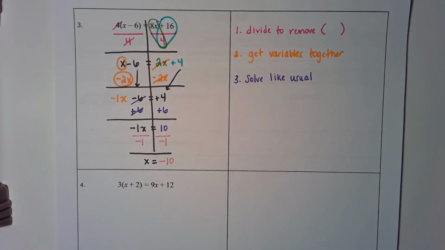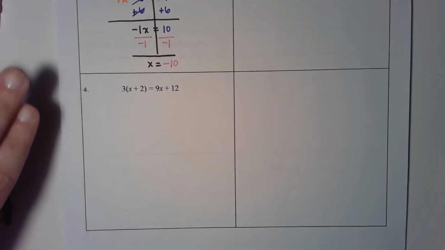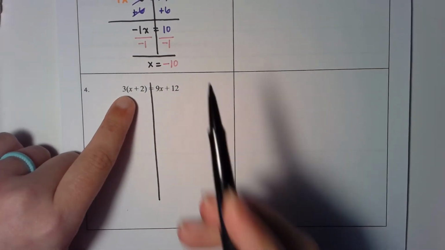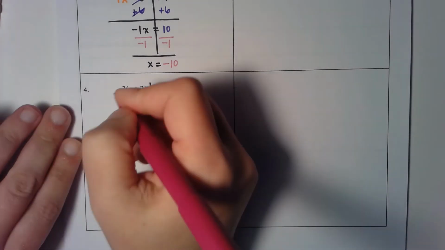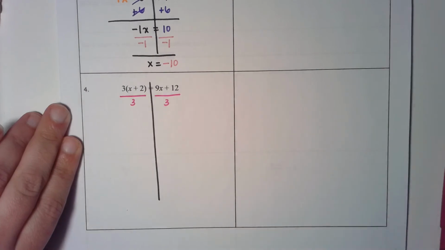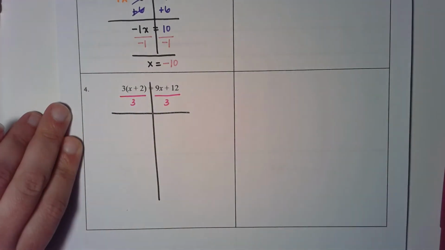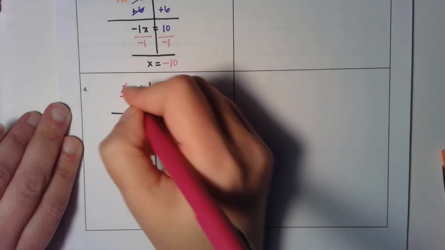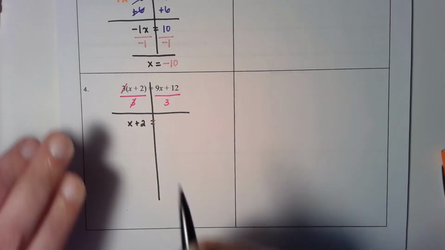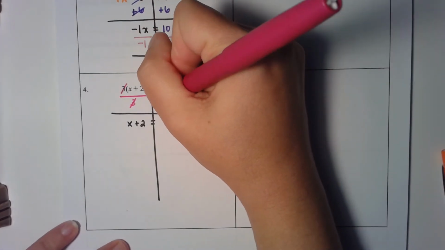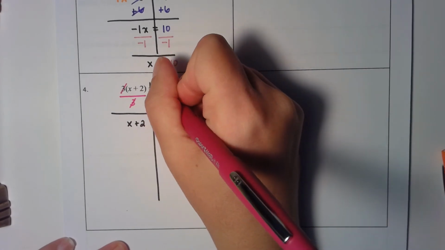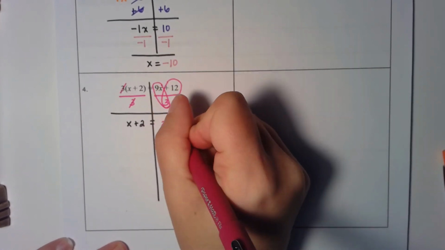Let's try that one more time. So in problem number 4, again, I have x's on both sides, but on the left side, the x is inside of a parentheses. So in order to solve this, I'm going to start by dividing by 3. Now, when I divide, I get that the 3's cancel on the left. So all that's left there is the x plus 2. On the right, I have 2 separate division problems. 9 divided by 3 would give me 3x, and 12 divided by 3 would give me 4.